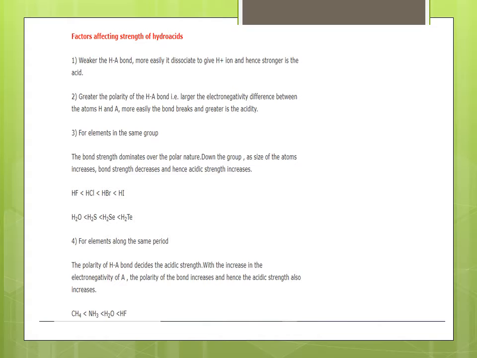For elements along the same period, the polarity of the HA bond decides the acidic strength. With the increase in electronegativity of A, the polarity of the bond increases and hence the acidic strength also increases. Means HF is much greater than CH4.